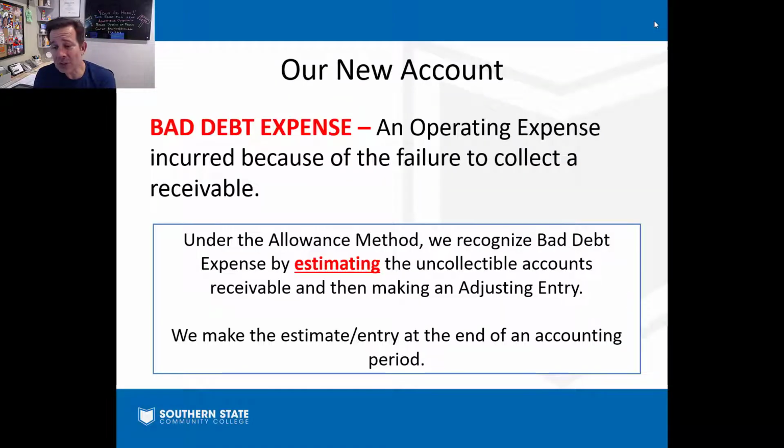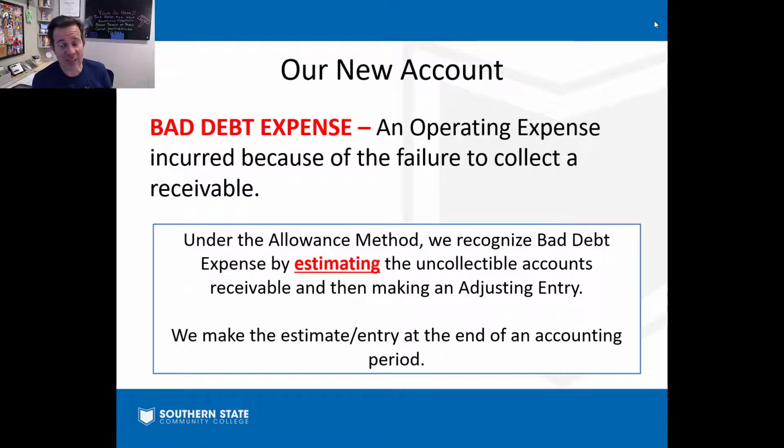Now, we still use the bad debt expense account. I introduced the idea of the bad debt expense account in our video before. Bad debt expense is simply an expense reflecting uncollectible accounts. Our failure to collect that account leads to a bad debt expense, a cost of doing business. Under the allowance method, we recognize bad debt expense by estimating the uncollectible amounts and then making an adjusting entry. That's different, isn't it?